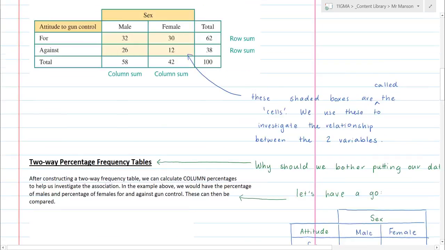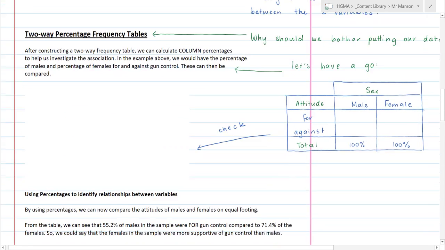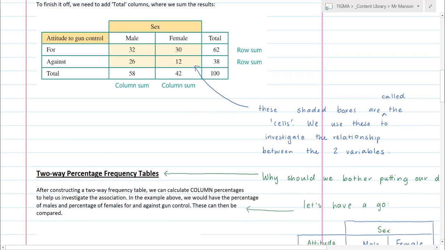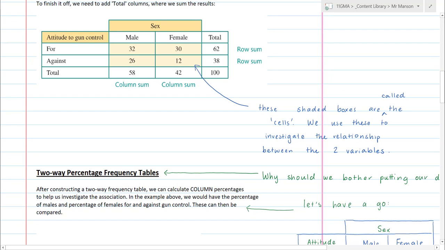Okay, let's talk quickly about how we could develop percentage tables. The problem we had in the earlier question, and I'm just going to scoot back up again. If you have a look at this table here, it kind of looks a little bit like the same number of females and males are for gun control. In fact, if anything, there's more males that are for gun control.